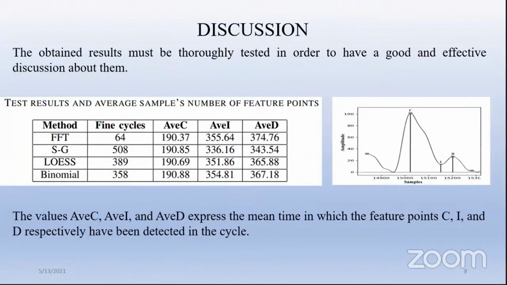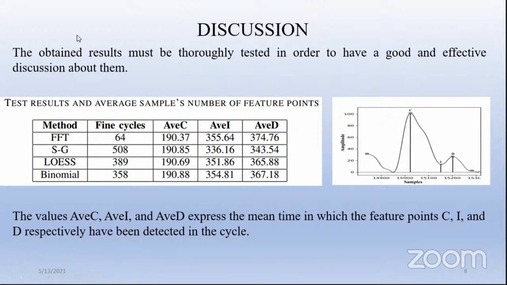To discuss these results, the obtained results must be tested in order to have a good and effective discussion about them. The table shows the average time samples numbers of feature points, and these numbers are samples and not real time. The values of average C, average I, and average D express the mean time in which feature points C, I, and D respectively have been detected in the cycle.